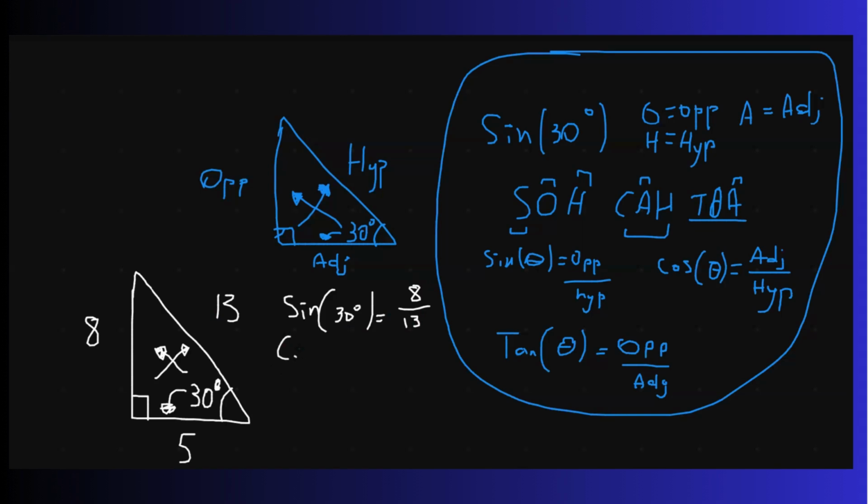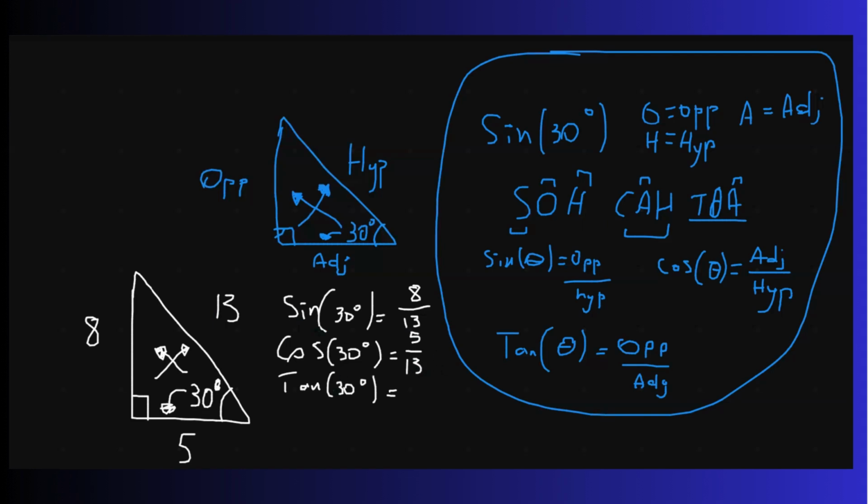Now, let's do the same thing for the cosine and the tangent. Let's go back again to SOH CAH TOA. CAH would mean cosine is equal to adjacent over hypotenuse. So the adjacent side is 5, the hypotenuse is 13. So the cosine of this right triangle of 30 degrees will be 5 over 13.